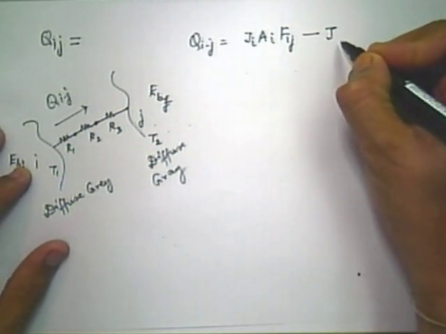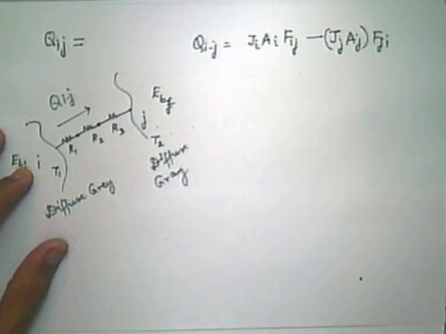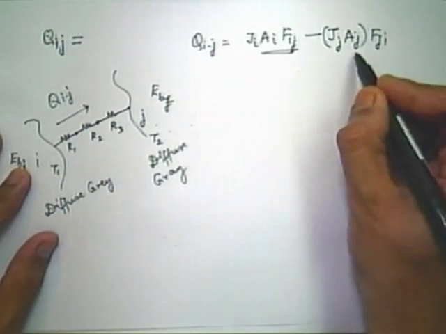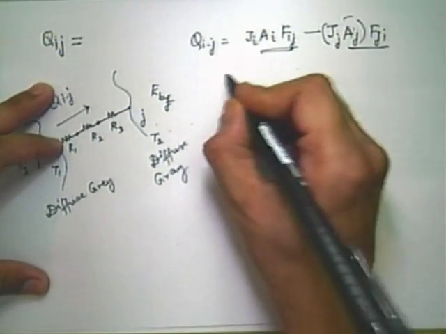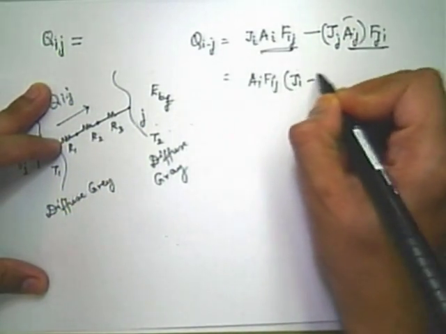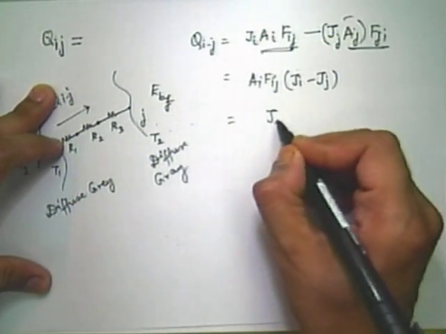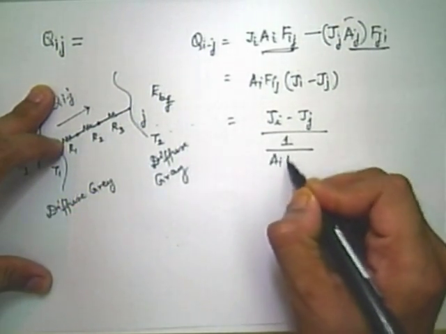Jj Aj, watts, again Fji. Anybody has difficulty in writing this? Hopefully no. Now I will use view factor algebra: Ai Fij and this one are the same. I like to deal with surface i, so I will keep this form, throw away this form. So this is going to be Ai Fij times Ji minus Jj. Therefore, Qij is Ji minus Jj divided by 1 over Ai Fij.